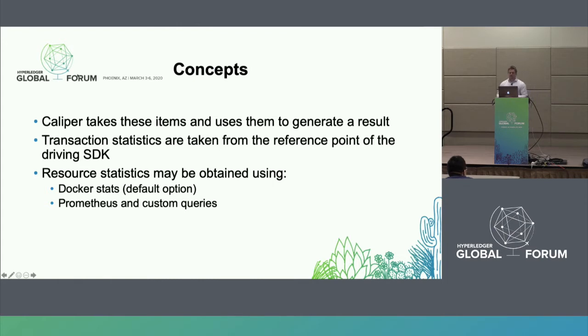Now, I've been talking a lot about these generated results. So we collect those, but we're also collecting resource statistics. And these can be done through the most simplistic way, which is Docker stats. That's our default option. Or you can go a little bit further. You can use Prometheus with custom queries. So we integrate with Prometheus, and as soon as you do that, you have availability of quite a few scrape targets. And then you have the other option of looking at things in real time with Grafana.